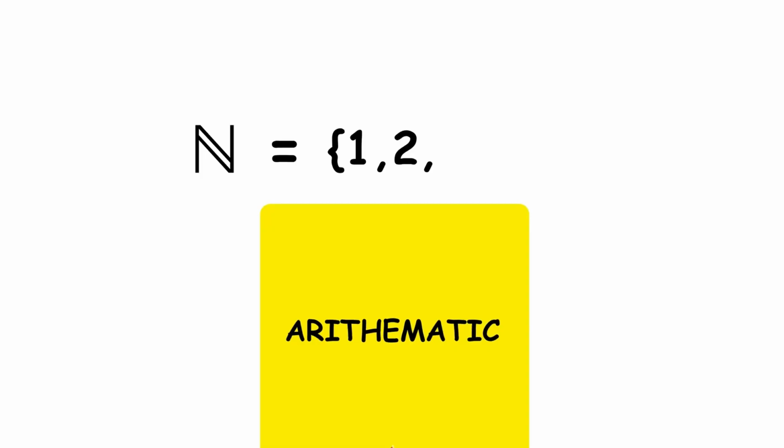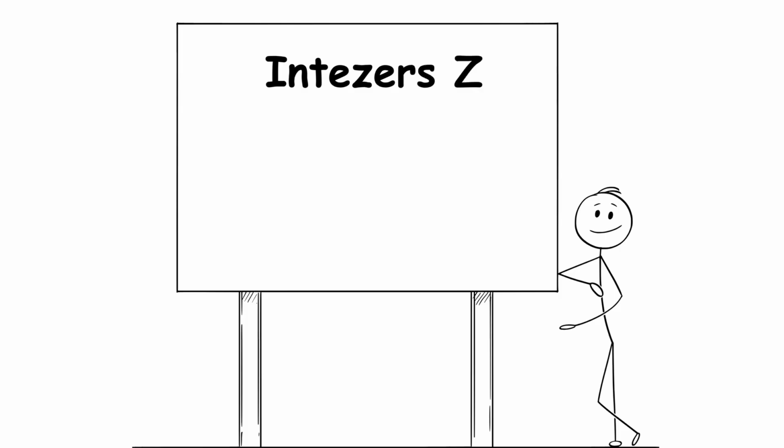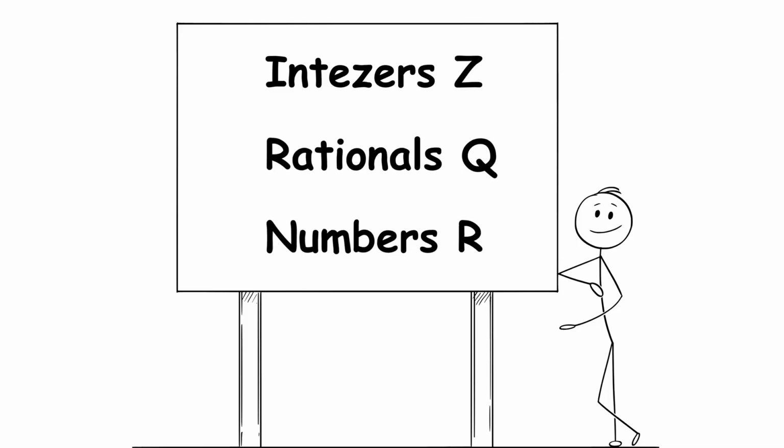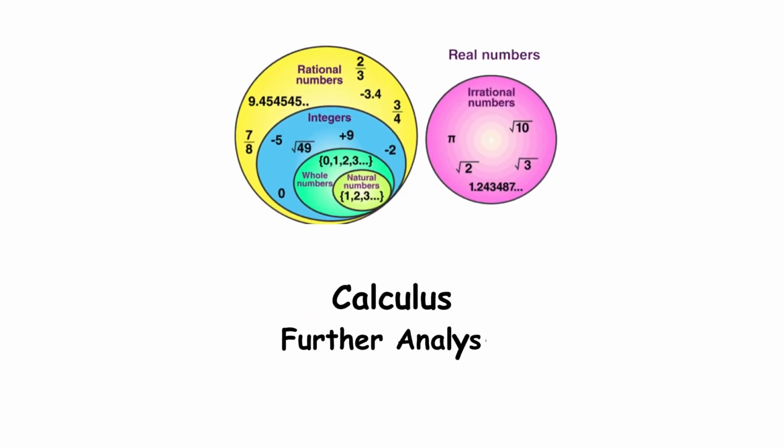In its simplest form, arithmetic begins with the natural numbers, N equals 1, 2, 3, etc., or their extended version with 0, N sub 0 equals 0, 1, 2, 3, etc. To these are added the integers Z, the rationals Q, and on a broader level the real numbers R. These sets form the hierarchy that underpins calculus and further analysis.